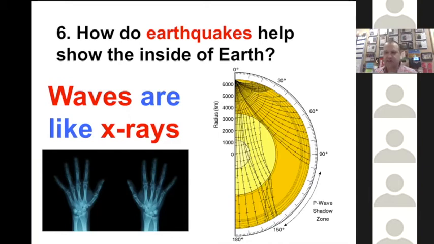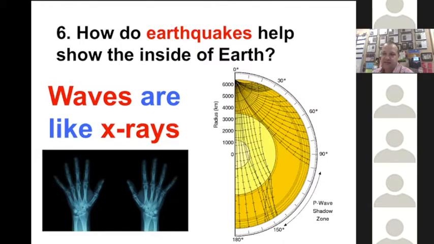Last week, we learned about the crust, the mantle, the outer core, and the inner core. Now, this is where it's weird. How do we know about those layers? How did we learn about the mantle? Because we can't dig. There's no way for us to take a shovel and dig to the mantle. It's too far.